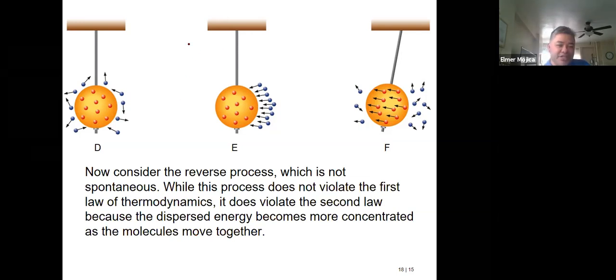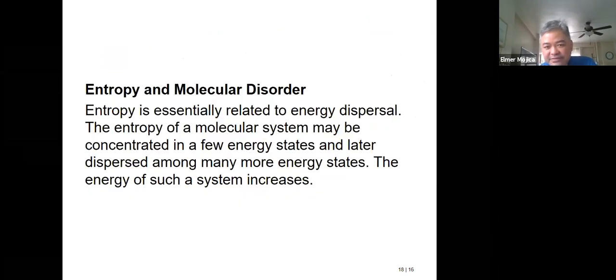So we could say delta S has something to do with disorderliness. The more disordered the system is, the higher, or the more positive, is the delta S. So entropy is essentially related to energy dispersal. The entropy of a molecular system may be concentrated in a few energy states and later dispersed among many more energy states. In that case, the entropy of such a system increases.